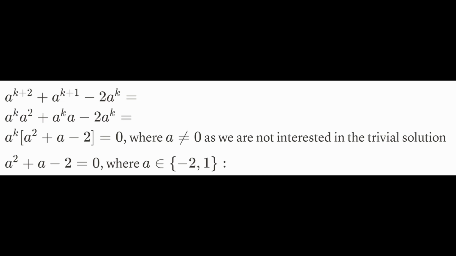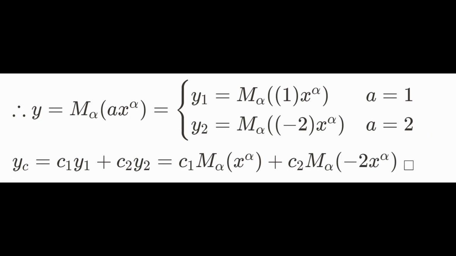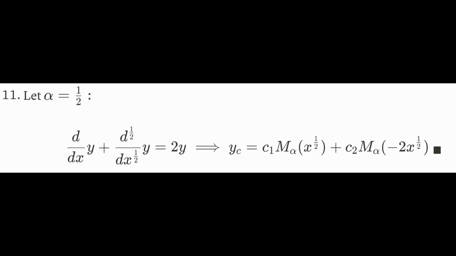And alpha actually becomes a crucial component to our solution, where our final solution is this very familiar equation that we've gone over in this semester, except y1 and y2 are the Mittag-Leffler function. Now this is a very general solution. We can let alpha equal 1/2, and then we get this more specific solution.